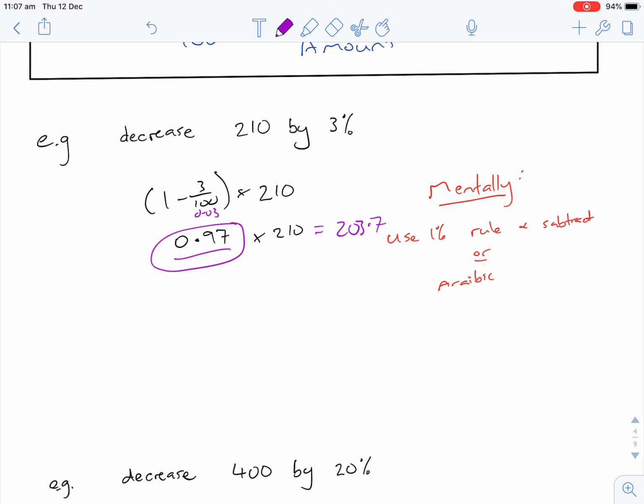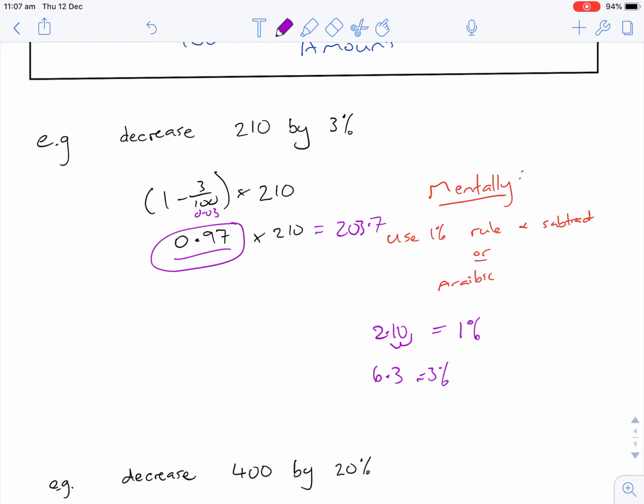but I'm going to make sure we can do this mentally. So mentally, of course, we're going to make use of this 1% rule again, and then we're going to do it in 2 steps. So we'll find 3% and we'll subtract it and take it away. So 210, 1%, there's 100 lots of 1% in any number, so I'm dividing it by 100, which will give me 1% is equal to 2.1. I wanted 3%, so I'm going to times that by 3. So 3 lots of 0.1 would be 0.3. 3 lots of 2 would be 6. So I've got 6.3 is my 3%.